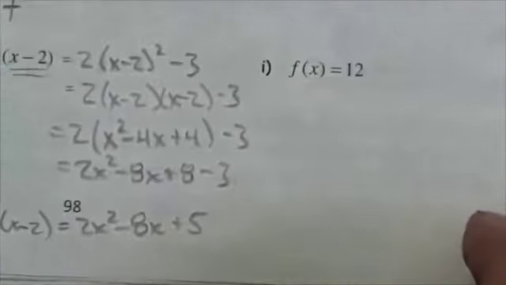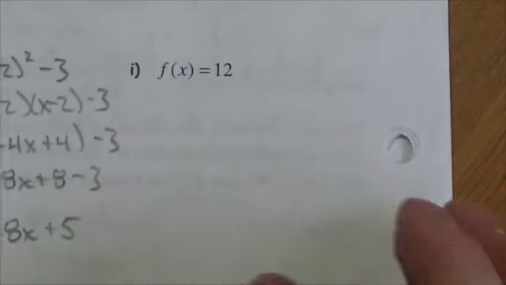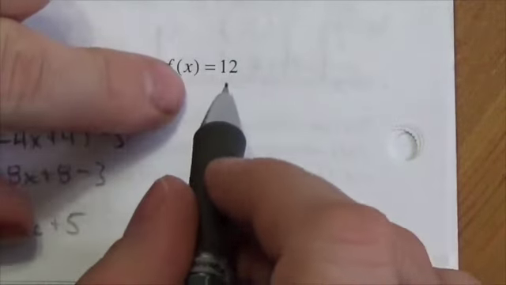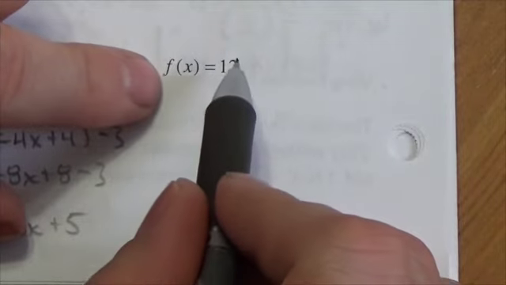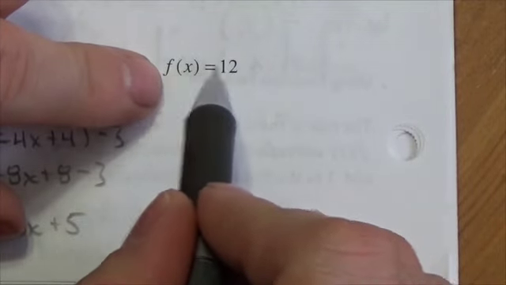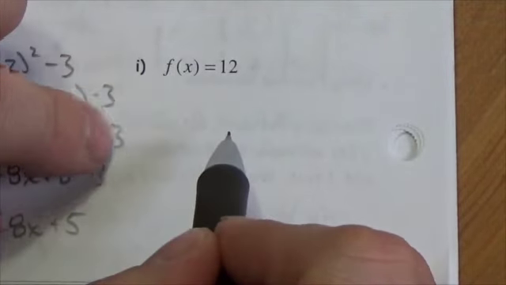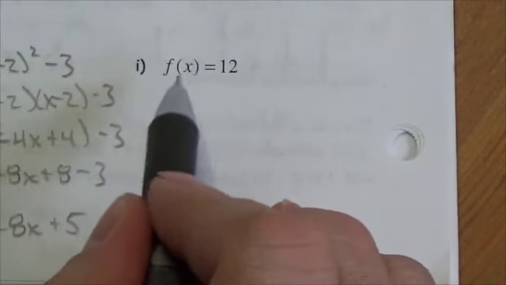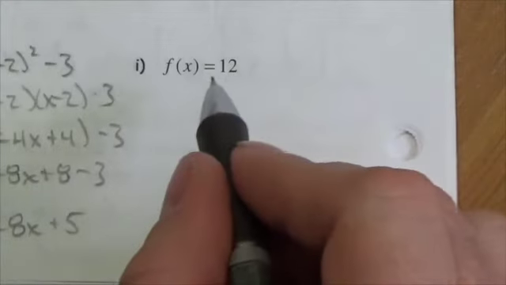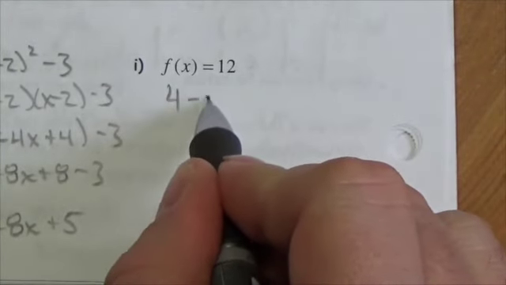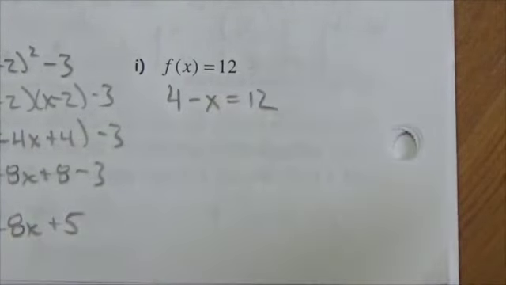F of x is equal to 12. Well, what does that mean? Because notice this is an interesting one here because the value that we're given is equal to the function. It's not inside the function. The function is equal to it. Well, let's just think about this. What is f of x? F of x was 4 minus x. So that was equal to 12.